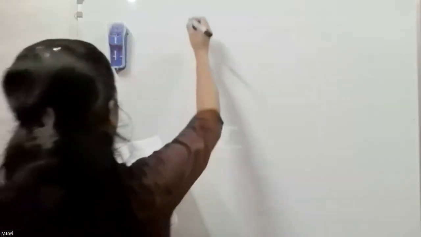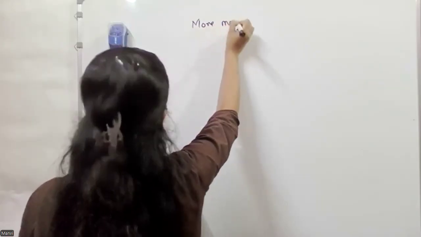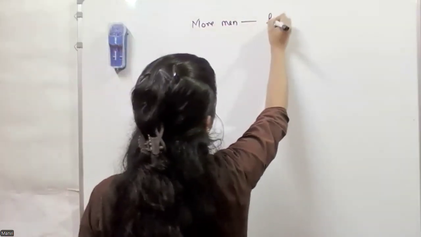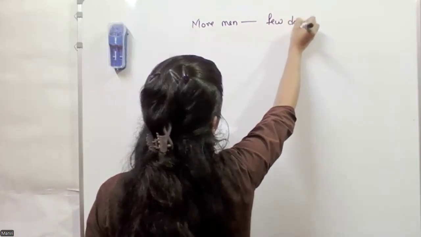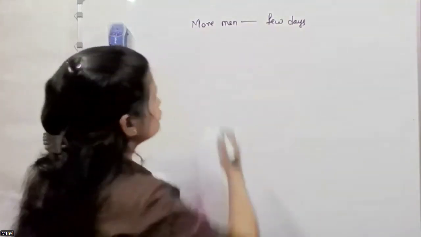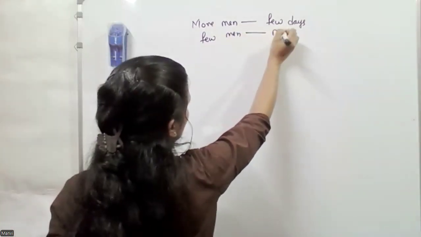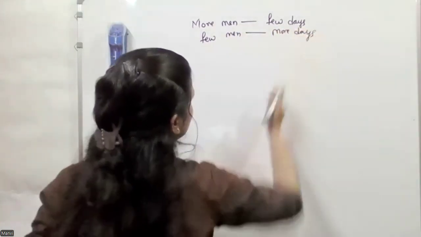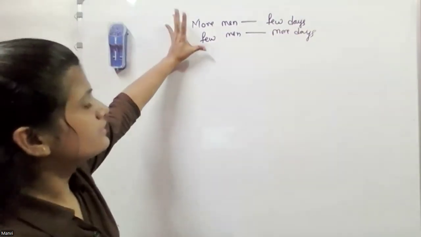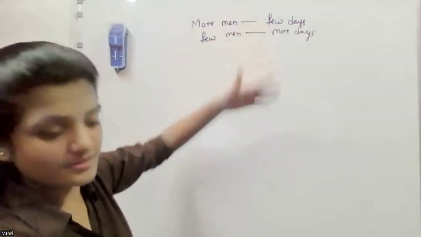In man and days, the things are different, right? If we have more men, then we require fewer days. More men, fewer days. If we have few men, then we need more days, right? If we have more men, then we require few days. If we have just a few men, then we need more days.